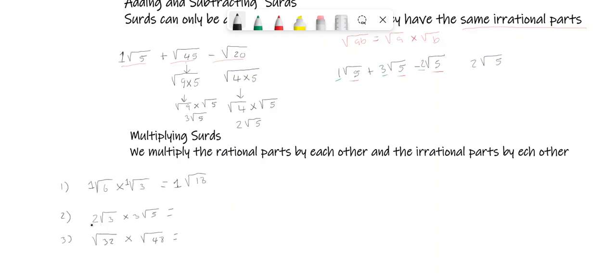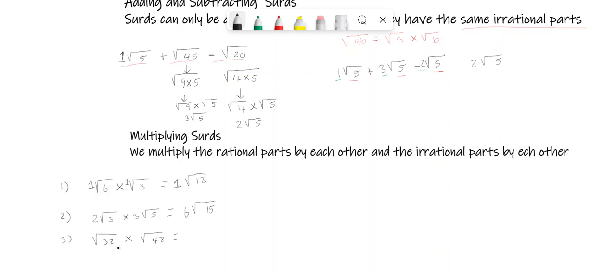Again, for this one, we multiply the number part and then the square root part. So 2 by 3 is just equal to 6. And then 3 by 5 is equal to the square root of 15. Okay, so it looks something like that.